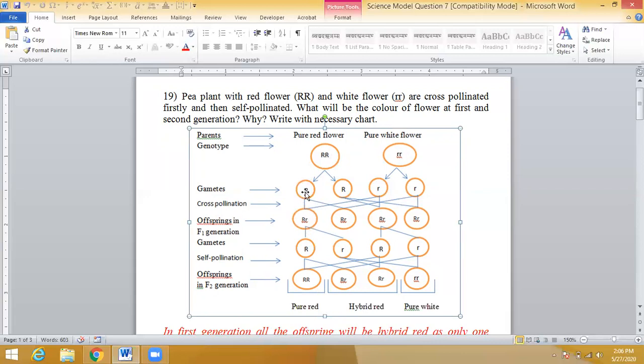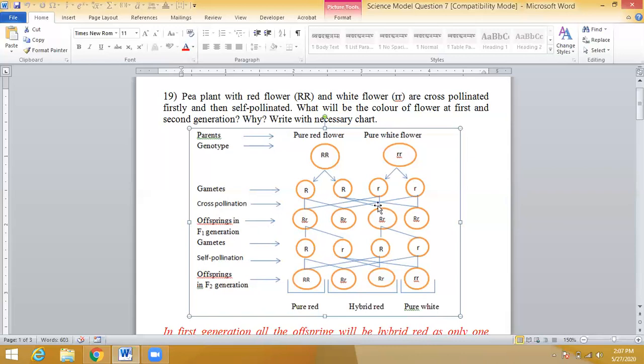Now again let's multiply the first gamete of the first parent with the second gamete of the second parent. Here the first parent gives capital R, and from here small r comes. So we have got capital R, small r. Now let's multiply the second one with the first one. The second one gives capital R, the first one gives small r. Finally let's multiply the second one with the second one, so capital R, small r. In this way we have got all the offspring the same. We have got all hybrid. These are the offspring of the F1 generation, and they are 100% hybrid red in color.